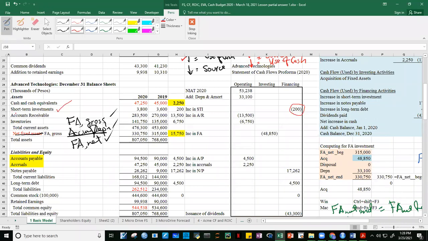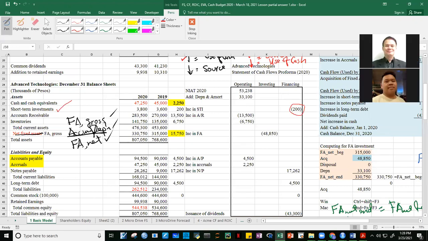This short-term investment, we already answered that a while ago. No, because it is interest-bearing. So in our current assets, the only one included so far is cash and cash equivalents. Who else? Is short-term investments included? No. Accounts receivable, is this operating?